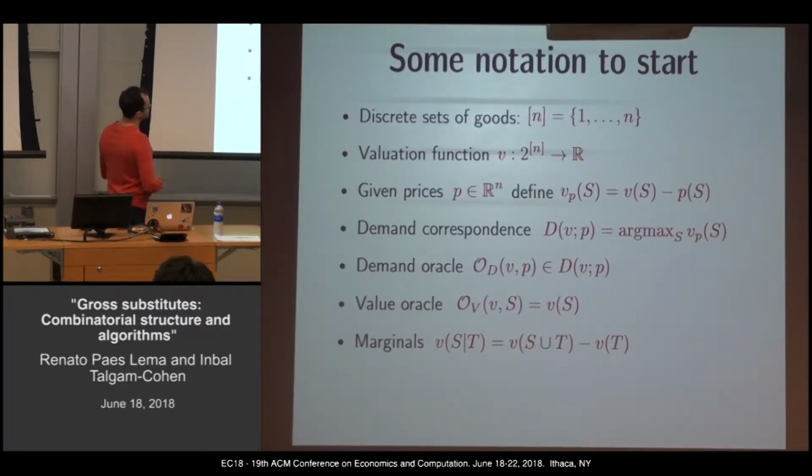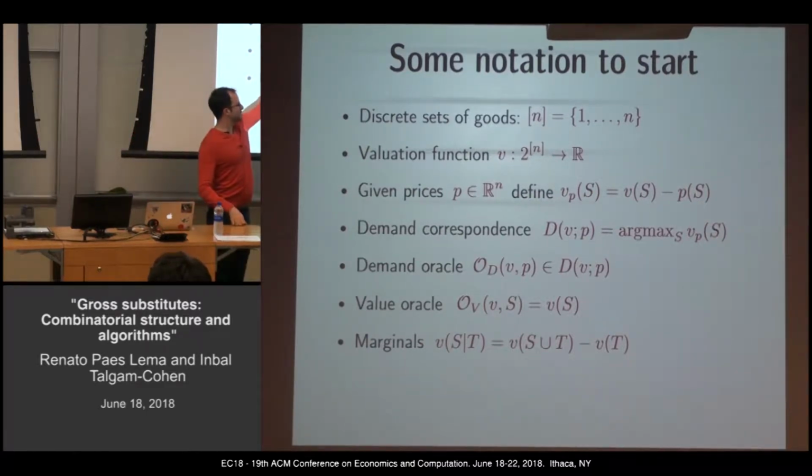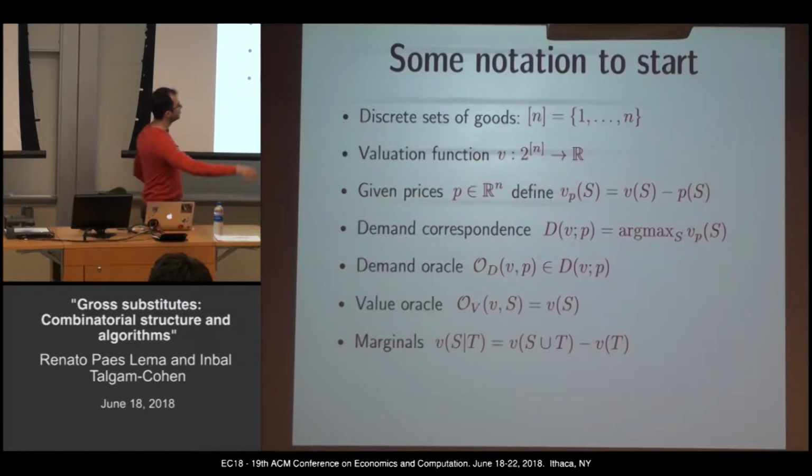Given prices, I'm using market terminology, but given a vector of real numbers, you can define v subscript p, which is v, the value for those goods. V subscript p is the value of those goods if you need to pay p for those goods. So v of s minus p of s, where p of s is just the sum of the real numbers indexed by the items in that set.